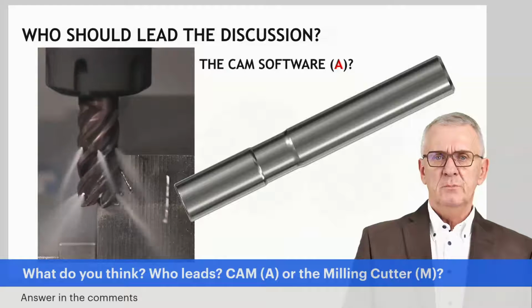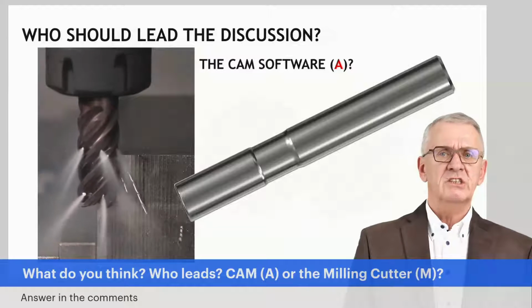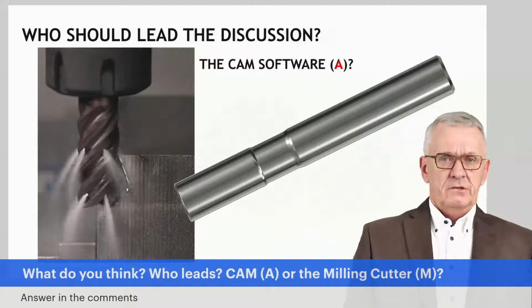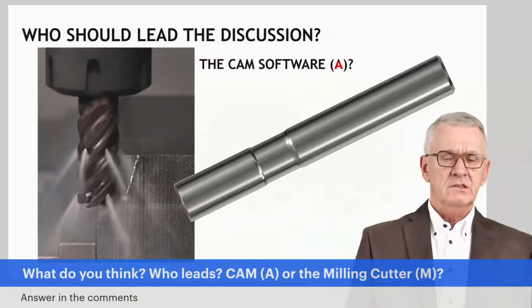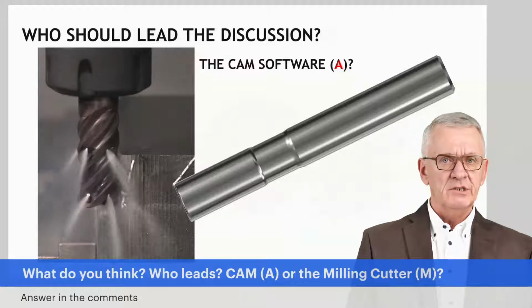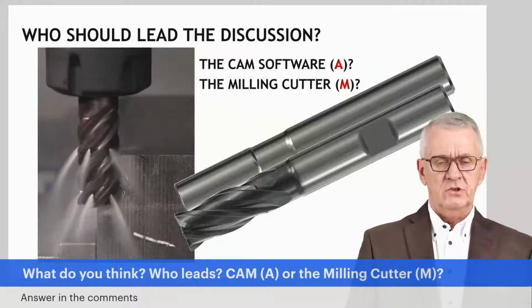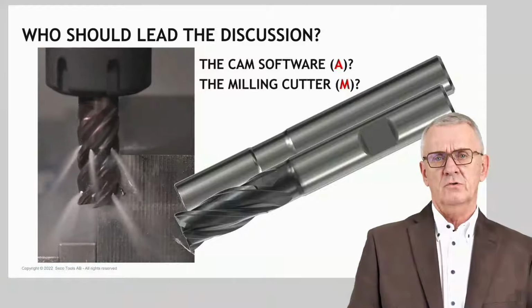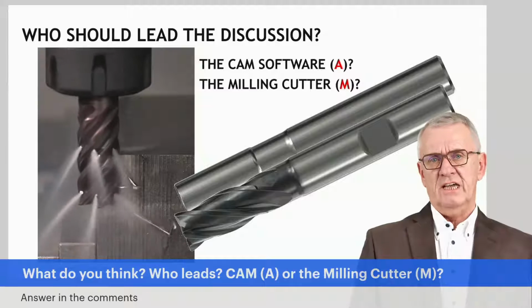for CAM, the picture you see right now on the screen, that's a milling cutter. It's a cylindrical piece of carbide or whatever cutting material with a certain length and with a certain diameter, and that's it. And another group that could lead the discussion is the technological approach, the milling cutter. Does the milling cutter take the lead?